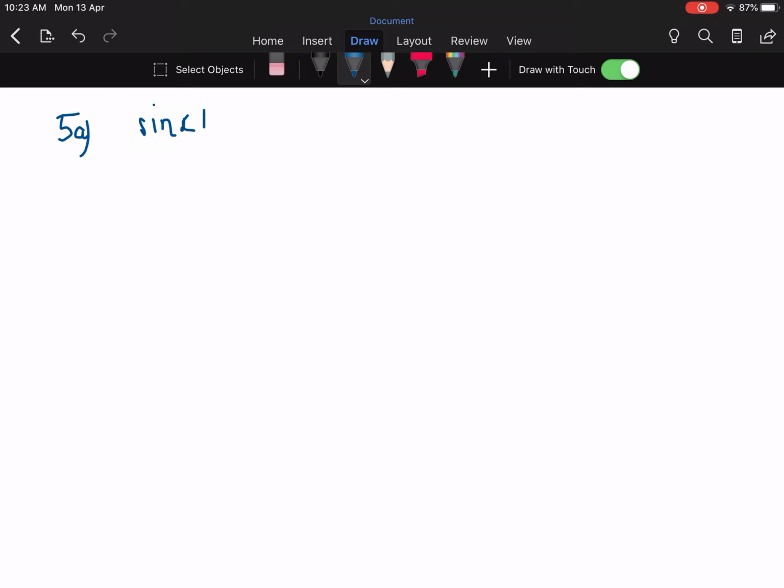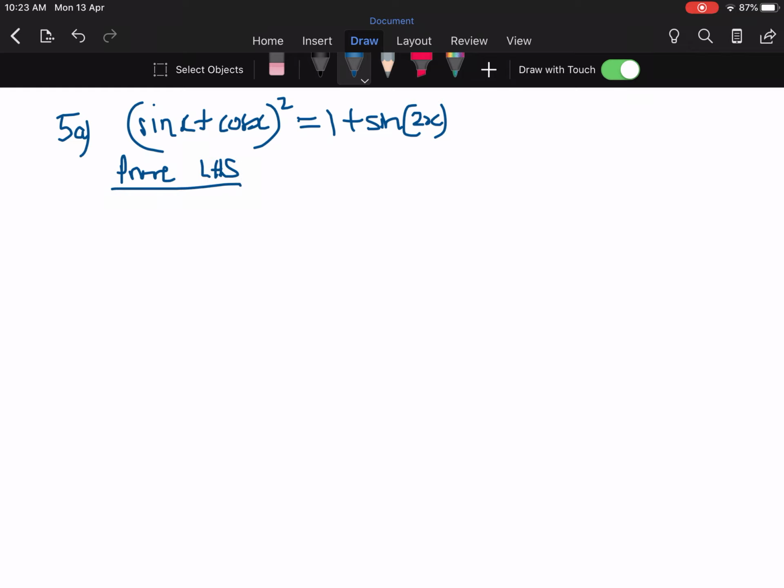So the first one was (sin x + cos x) all squared equals 1. So as I said before, you choose one of the sides that you're going to prove. So in this case, I'm going to prove that the left hand side is equal to the right hand side. Expanding that bracket, I'm going to get sin squared x plus 2 sin x cos x plus cos squared x.